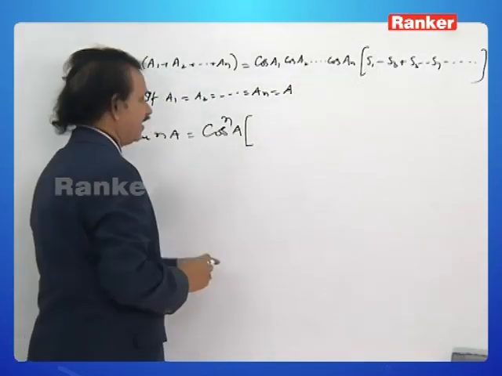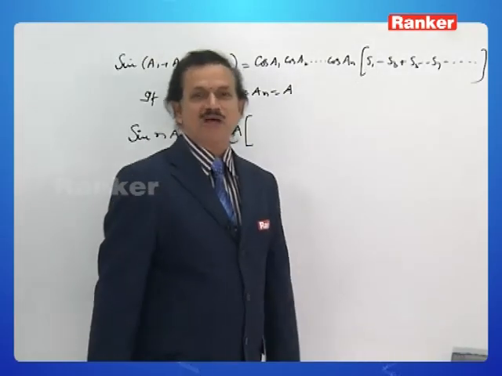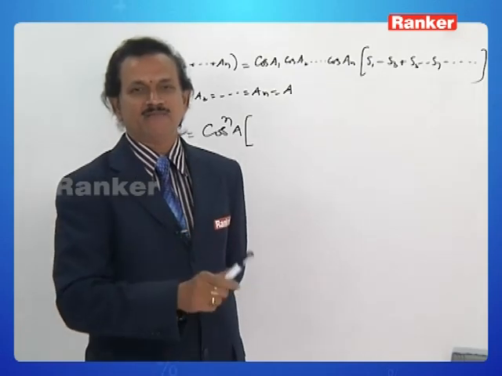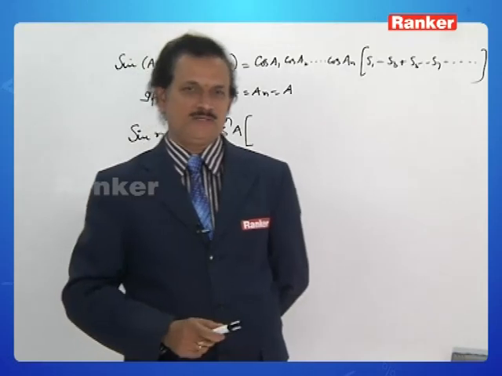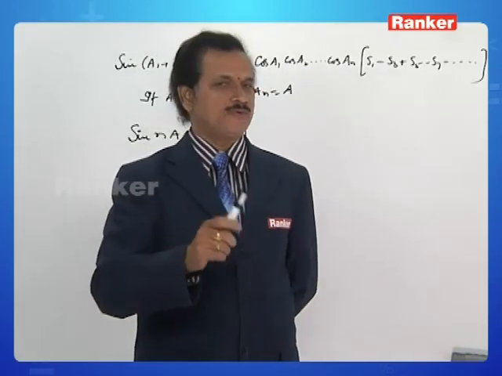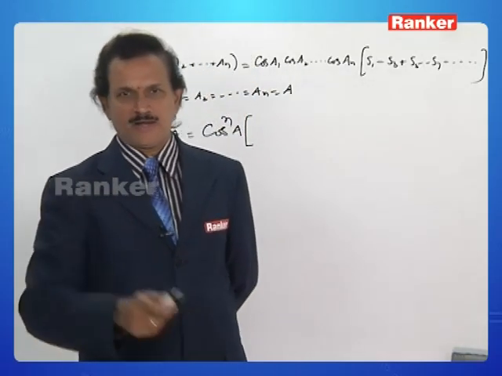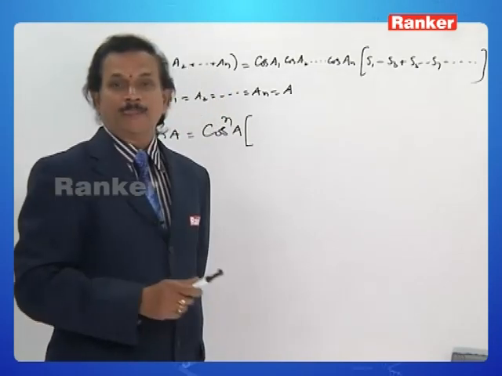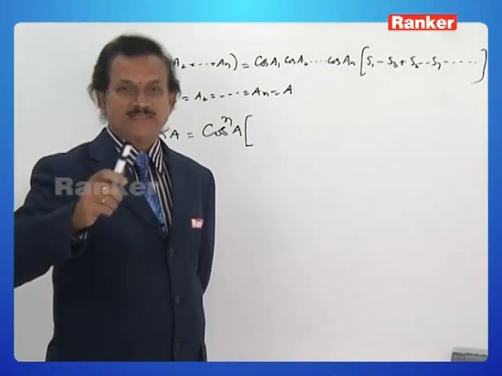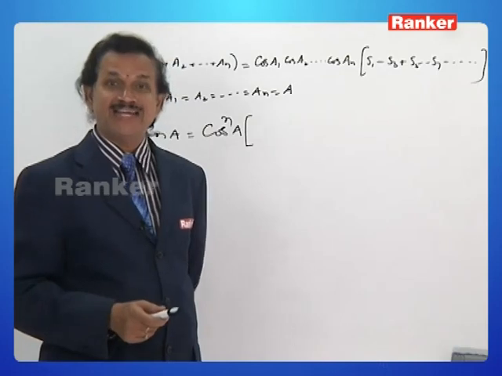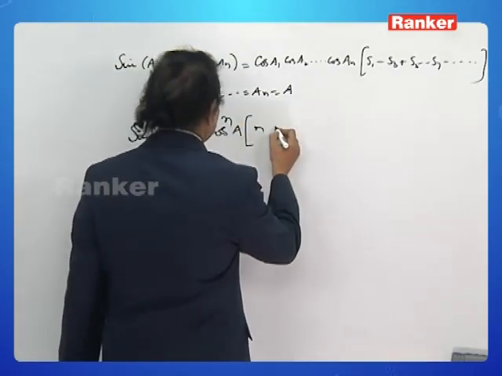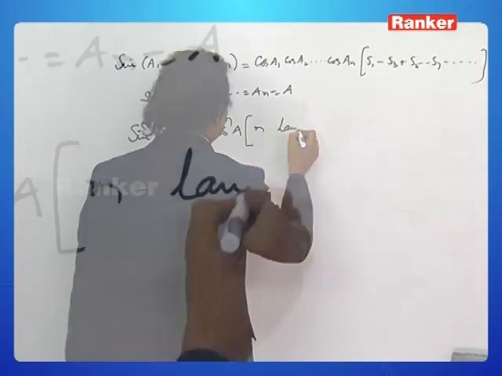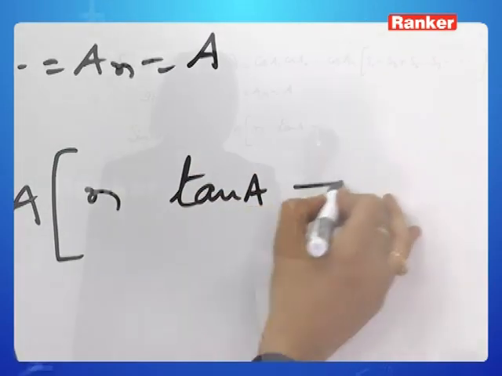Now the actual thing comes before us. What is S1? Tan A1 plus tan A2 plus tan A3 plus etc. tan AN. But you see, A1 is equal to A2 is equal to A3 is equal to etc. AN, isn't it? So it is tan A plus tan A plus tan A plus tan A. How many times? N times. So it becomes N tan A. Minus.